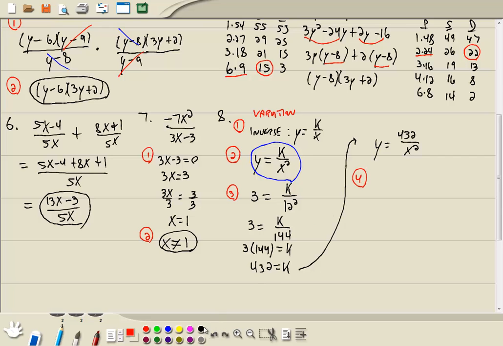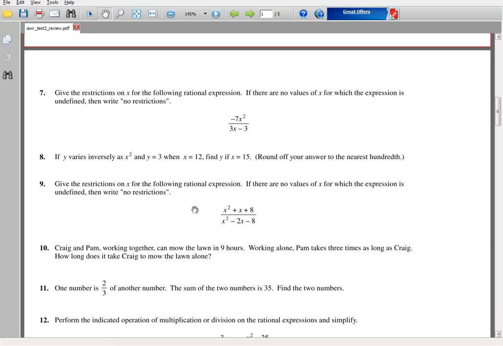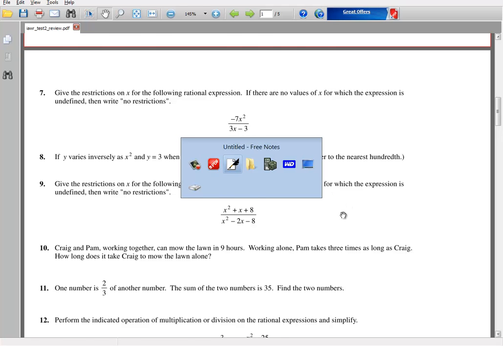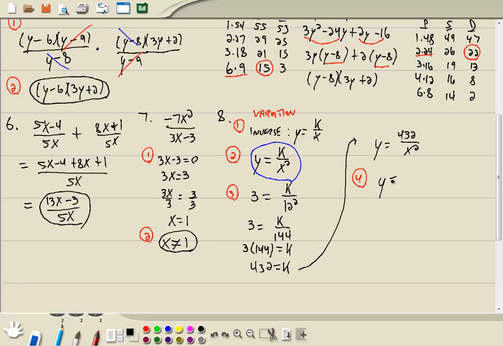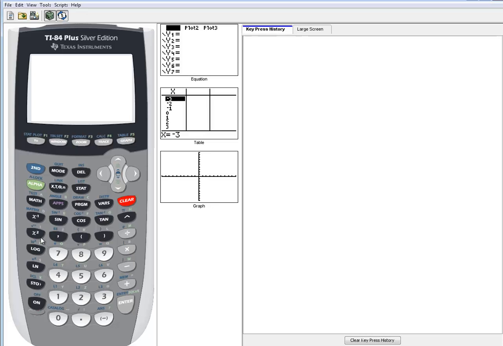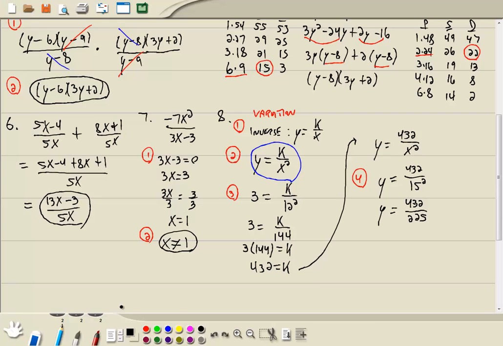Step 4, find what they really want. It says, find y if x equals 15. Okay, so we want to find y when x is equal to 15. So we got 15 squared. So we got y is equal to 432 over, I think that's 225. Let me check. Yeah, 225.